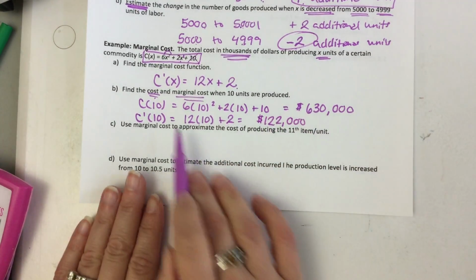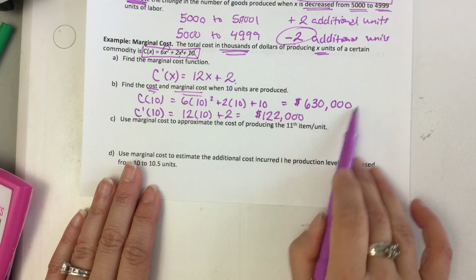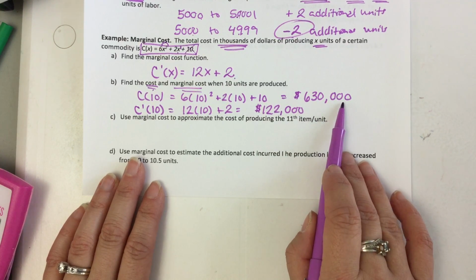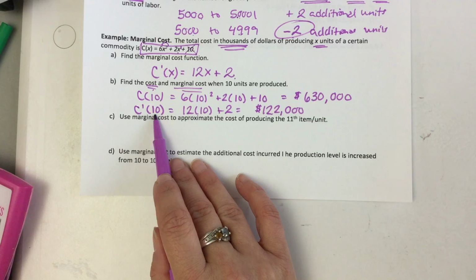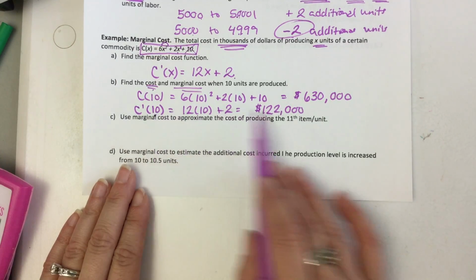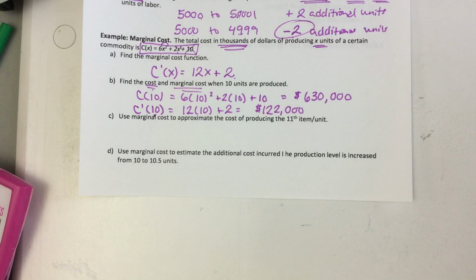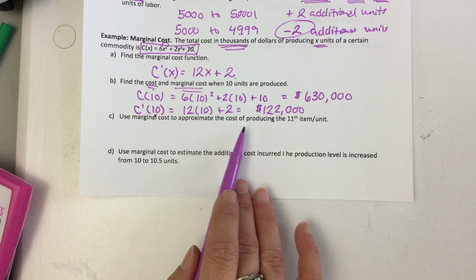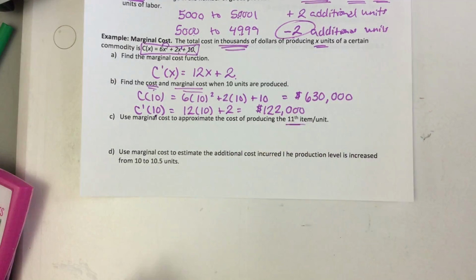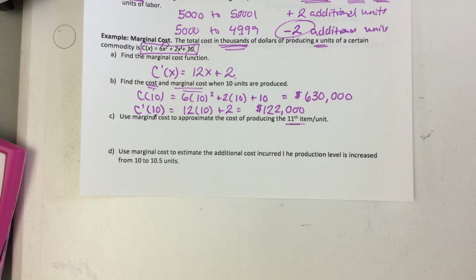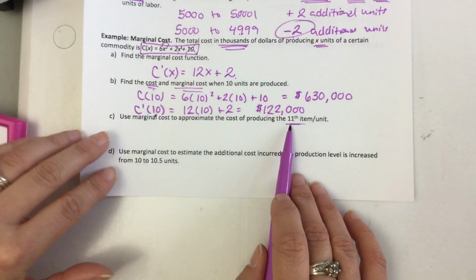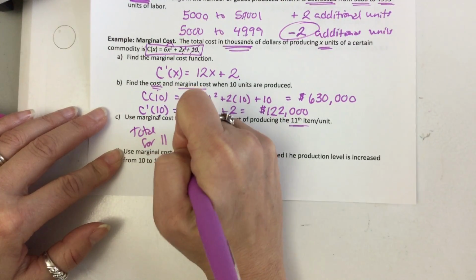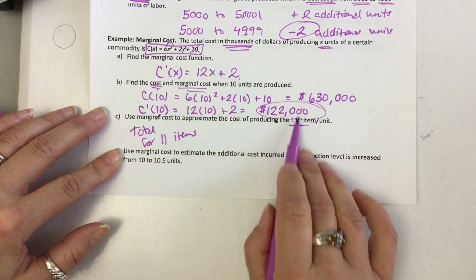It's in thousands. So what this tells us is if you produce 10 units, it's costing you $630,000. If currently you're making 10, if you decide to make 1 more, the additional cost for that 11th item would be $122,000. Use marginal cost to approximate the cost of producing the 11th item. Well, that's exactly what this just was. Okay, so if they want to know what the total cost would be, let's say total for 11 items. This is the cost for just the 11th item.